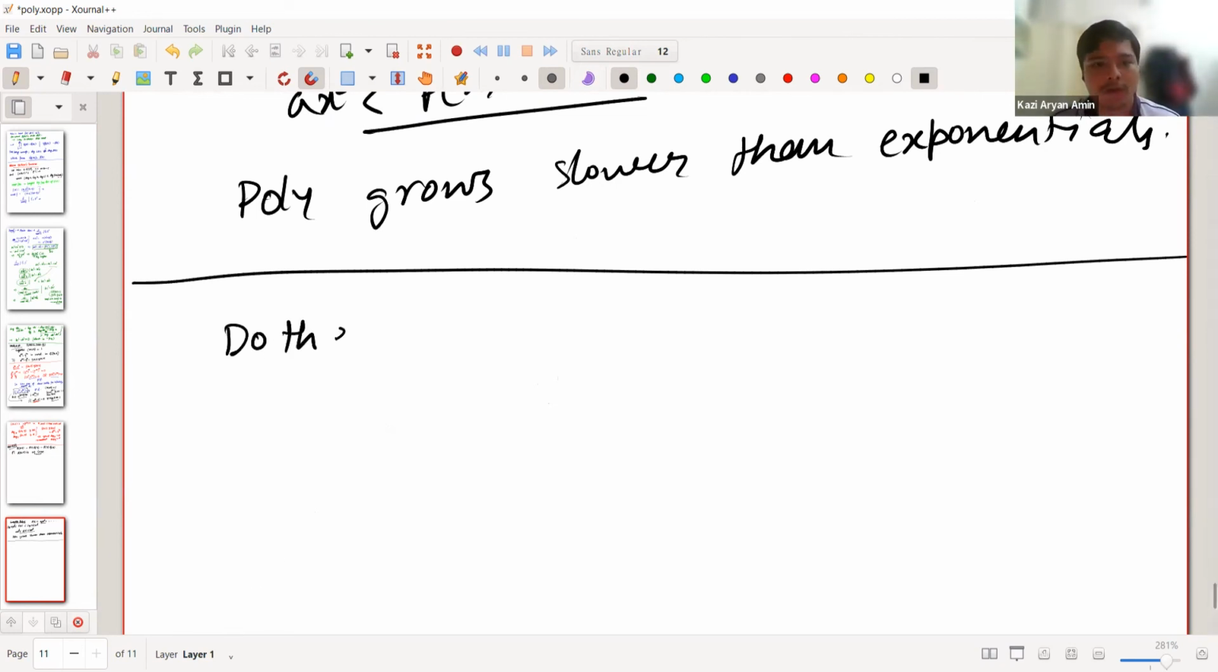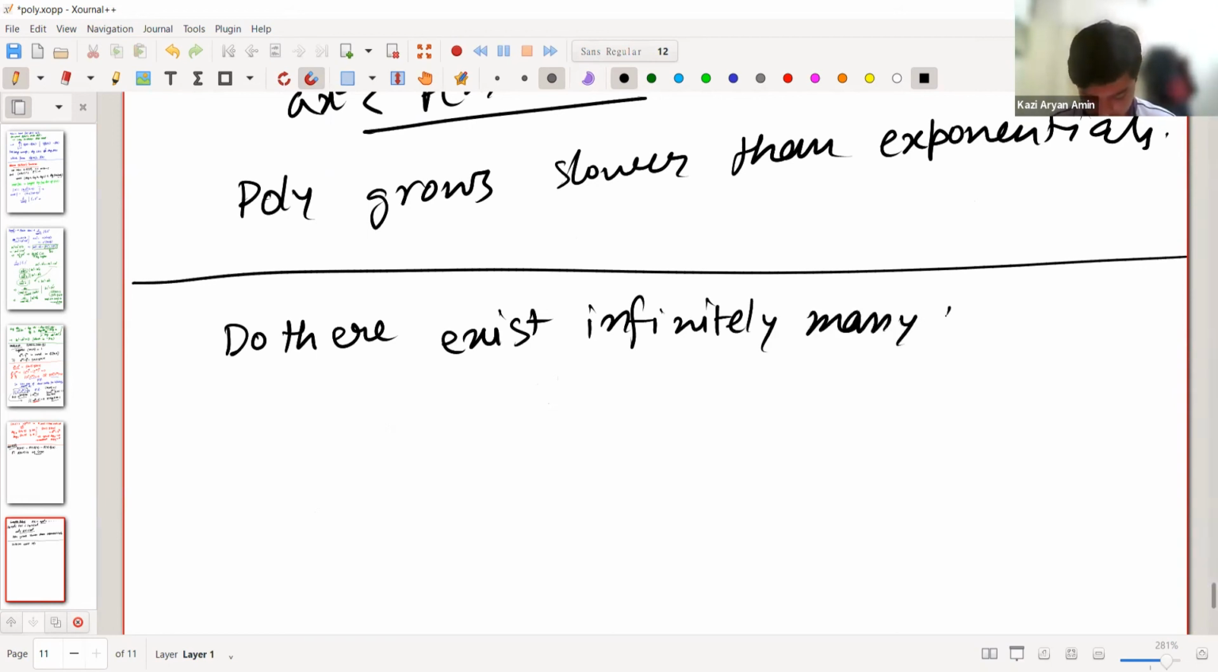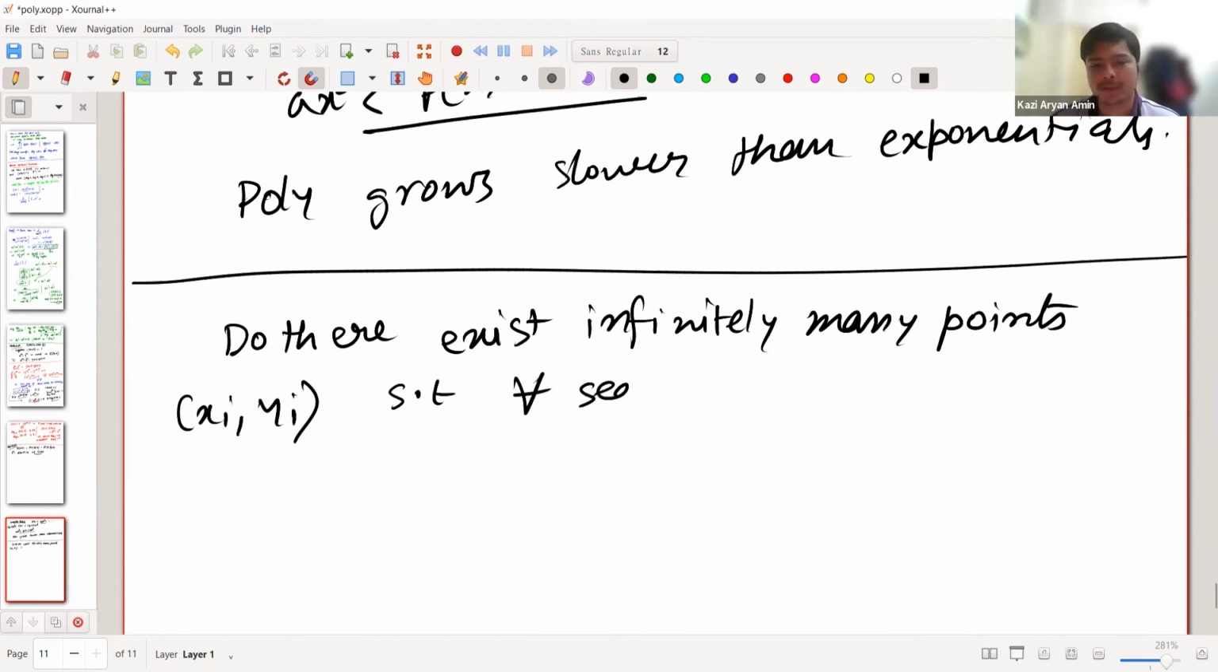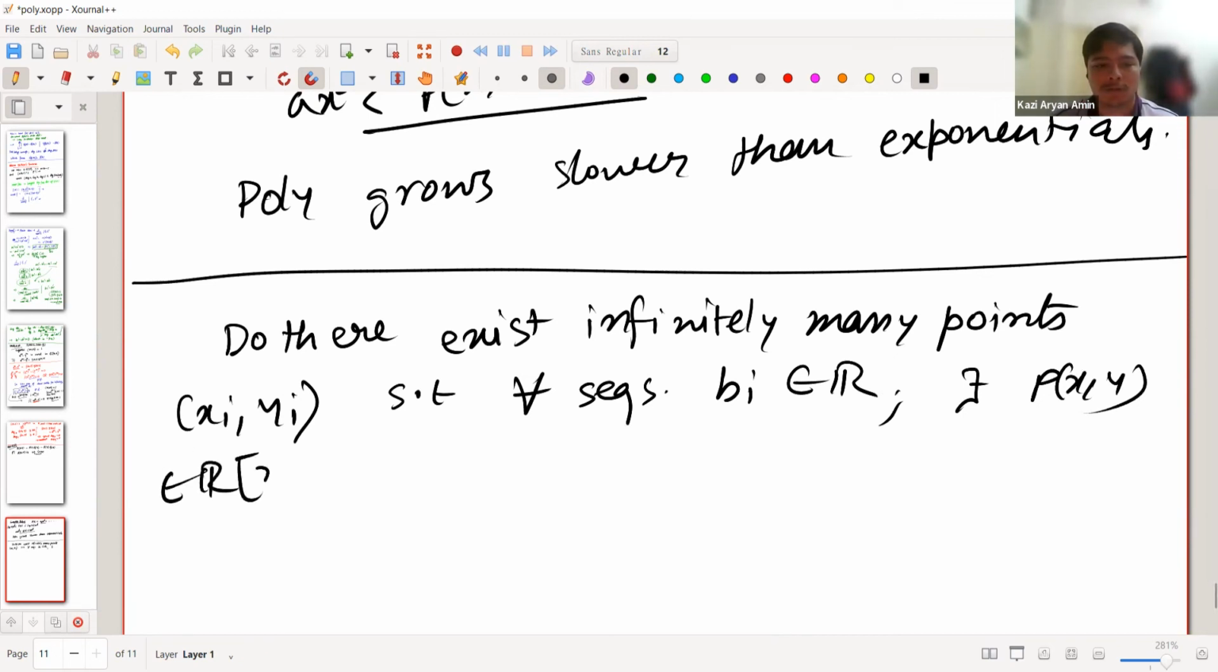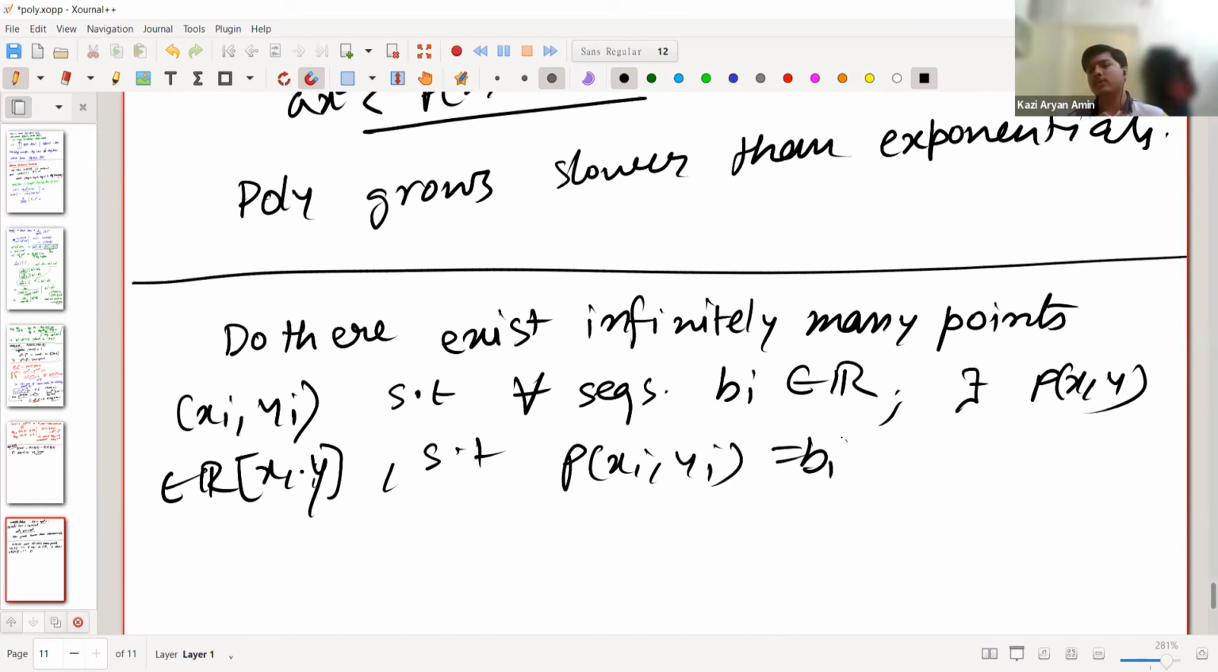Okay, the question is, do there exist infinitely many points x_i comma y_i such that for all sequences b_i of reals there exists a polynomial p of x, y with real coefficients such that p of x_i comma y_i equals b_i? So does this problem make sense?